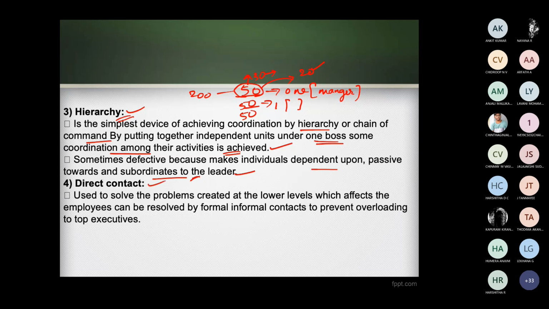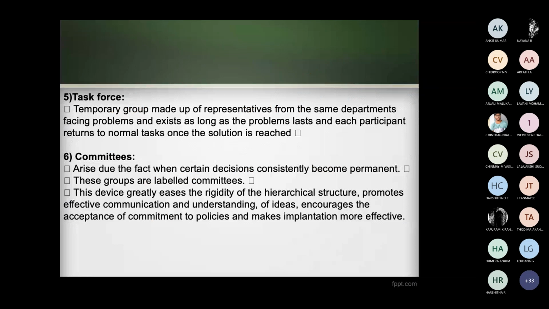Then direct contact is used to solve the problems created at the lower level. The employees' problems can be solved through formal and informal contact to prevent overloading of the topics. You can directly go and contact, for example, you being a student in our class, you may have certain problems. What we tell you is, you can directly contact the HOD and discuss your problem so that you can get a good solution. Or else you can go to your class teacher and get a good solution. Like that, solve the problems at that level itself, so that you don't go to the higher levels to get the solution.